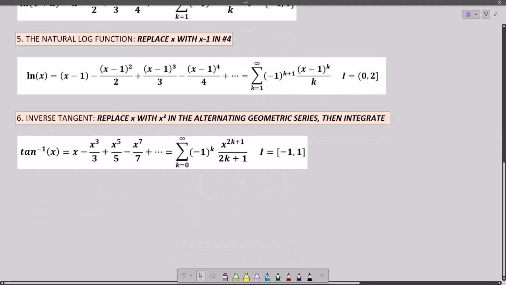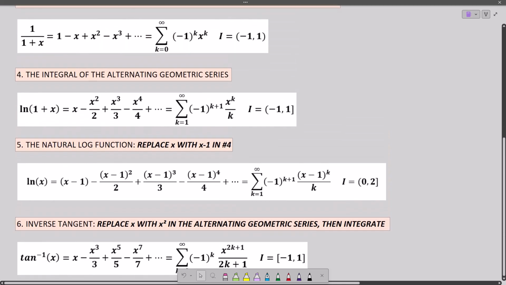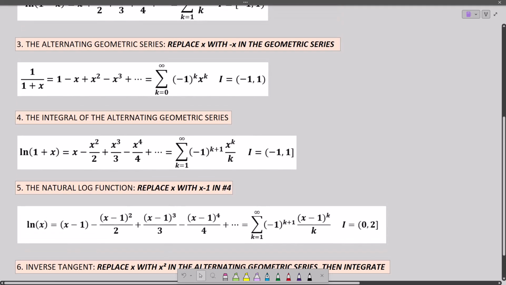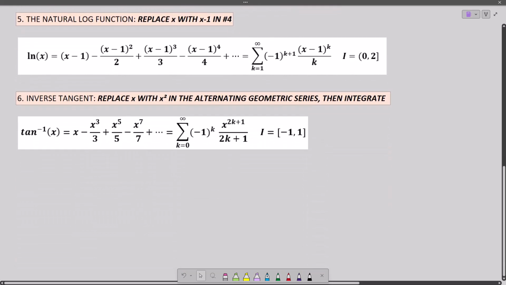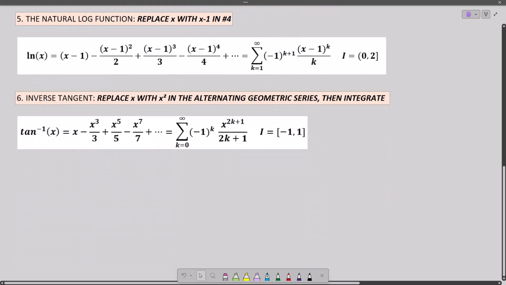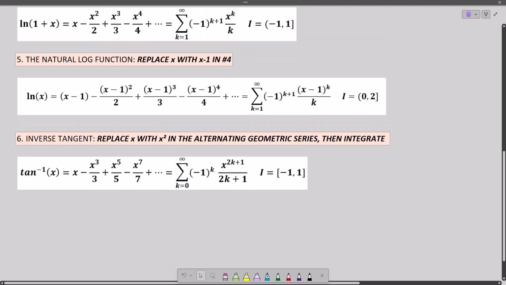So the power series for inverse tangent, we come up to the alternating geometric, replace that x with x squared. Where was that? Alternating right here. So replace all these x's with x squared. If you integrate that, that's now an x squared, so it's going to become an x cubed over 3. That's an x to the 4th, so x to the 5th over 5. And this integral of 1 is just x. Bingo, there's your inverse tangent infinite series.